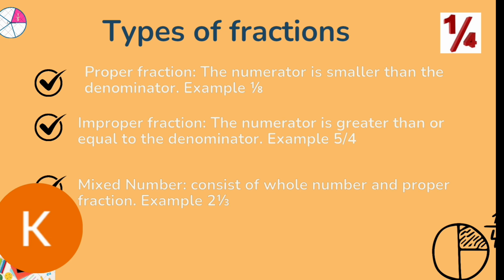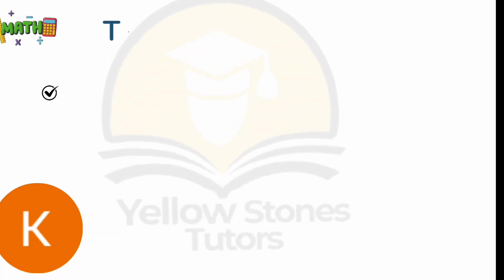We also have mixed number, which consists of a whole number and a proper fraction. Example: 2 whole number 1 over 3, 5 whole number 2 over 4, and so on. We move to the next type of fraction.